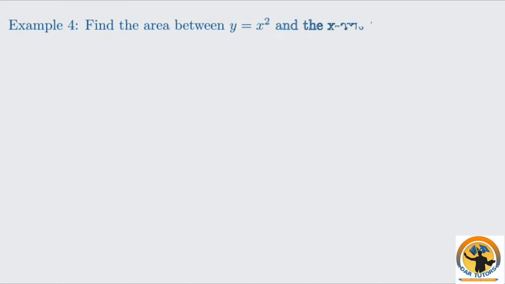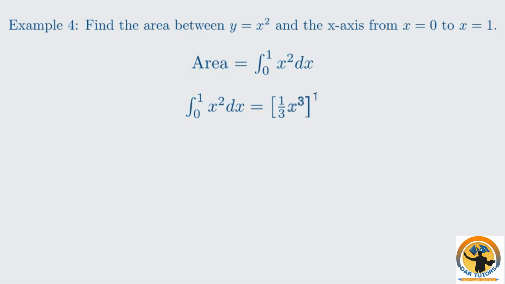Let's apply the fundamental theorem of calculus to calculate some definite integrals. First, let's find the area between the x-axis and the curve y equals x squared from x equals 0 to x equals 1. This area is represented by the definite integral from 0 to 1 of x squared dx. First, we find the antiderivative of x squared, which is 1/3 x cubed. So we have 1/3 x cubed, evaluated from 0 to 1.